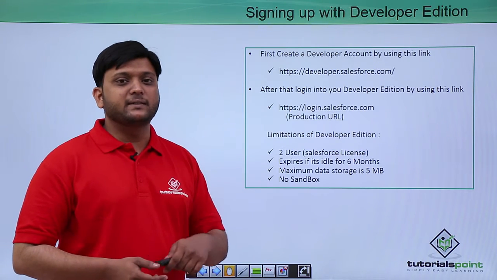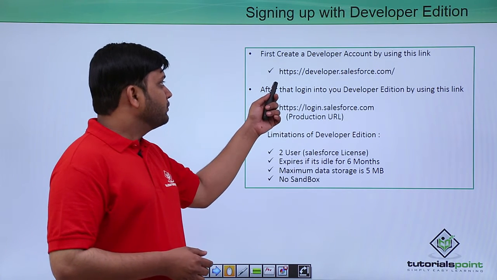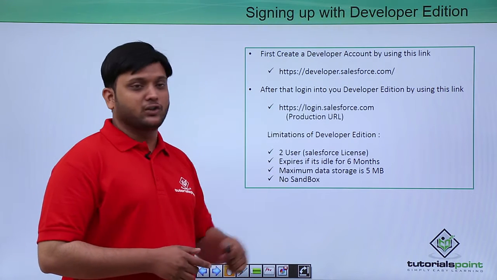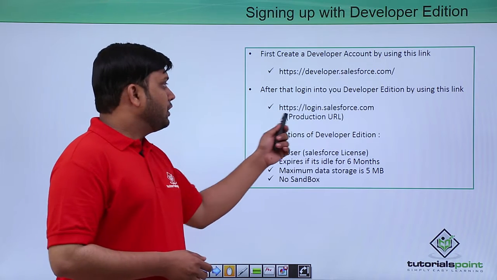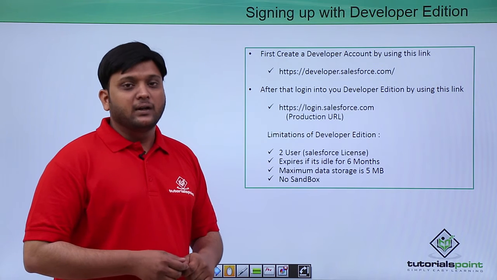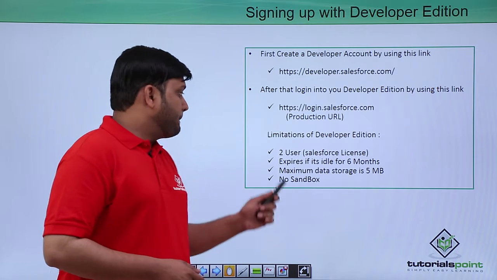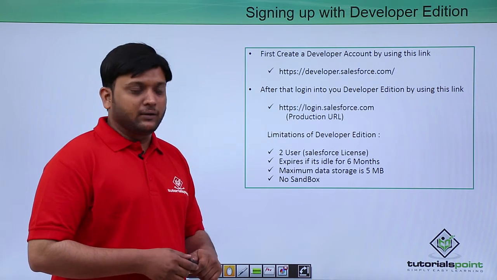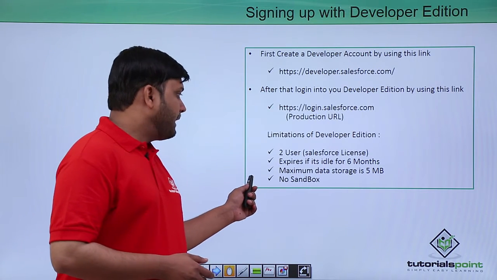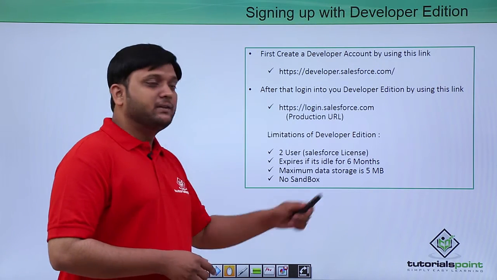The developer edition is a free account that you can use for practice purposes. To create a developer edition, first of all, you need to sign up at developer.salesforce.com. After that, you need to log in with login.salesforce.com, which you can call the production URL. There are some limitations of this developer edition: a maximum of 2 users only will be allowed, it will expire if it is idle for 6 months, and you can store a maximum of only 5 MB of data, and there will be no sandbox.